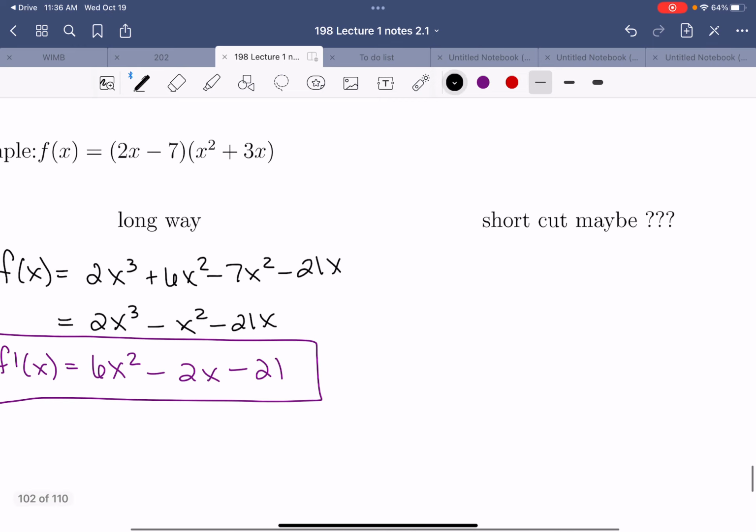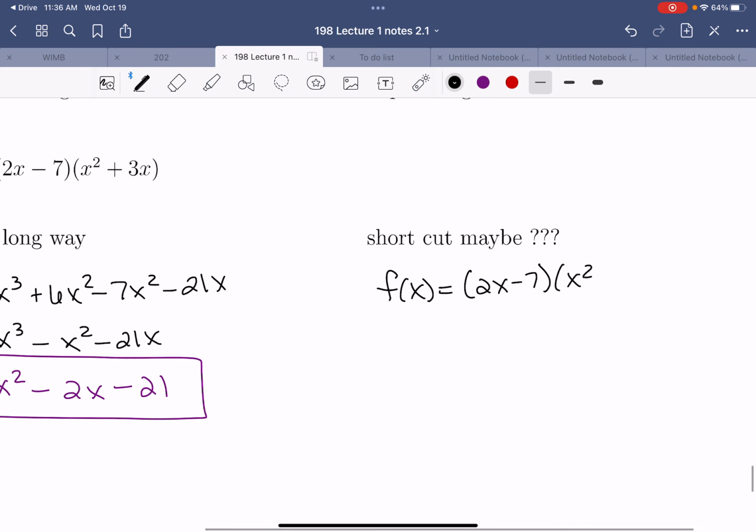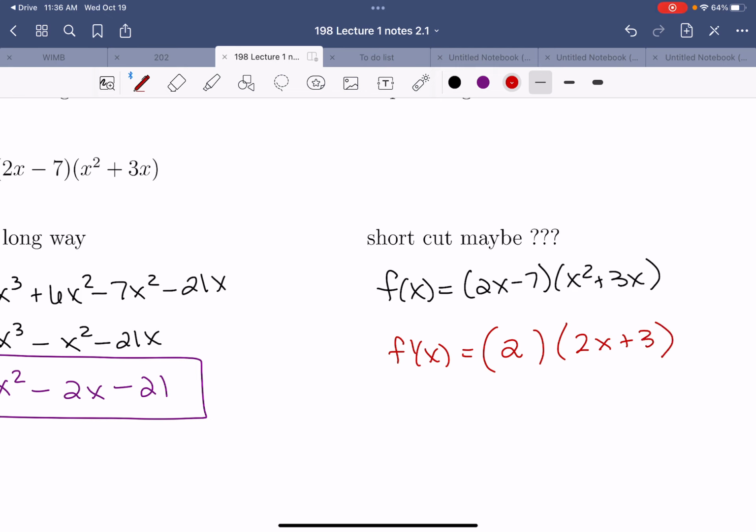My first thought is, if our function is 2x minus 7 times x squared plus 3x, what if we did just like we did with addition, and take the derivative of each piece and multiply those two together? The derivative of 2x minus 7 would be 2, and the derivative of x squared plus 3x would be 2x plus 3. That would give me 4x plus 6.